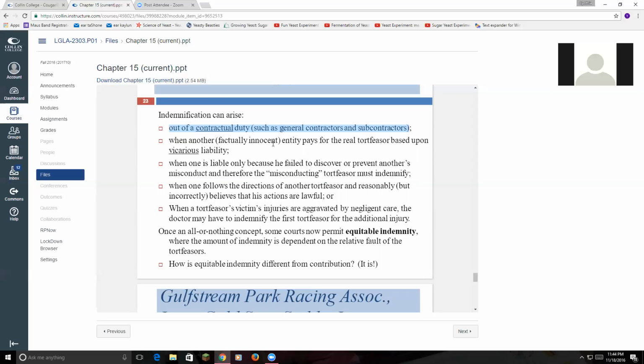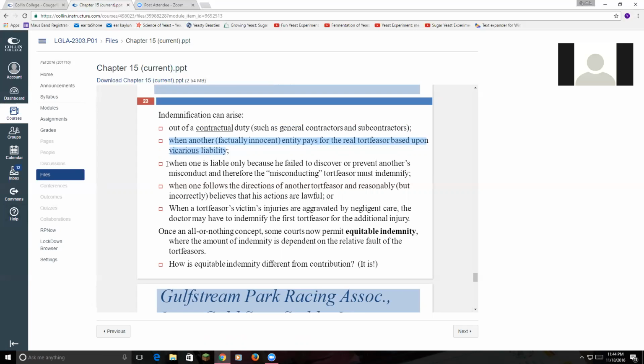Another happens when a factually innocent entity pays for the real tortfeasor based upon vicarious liability. A common way this arises is in an employment situation. The employer, the entity that employs the tortfeasor, didn't want the tortfeasor to commit a tort, maybe even trained the tortfeasor not to commit the tort, but the fact remains that the tortfeasor committed the tort and was acting as an agent of the employer at that time. So the employer may be responsible for indemnifying under those circumstances.